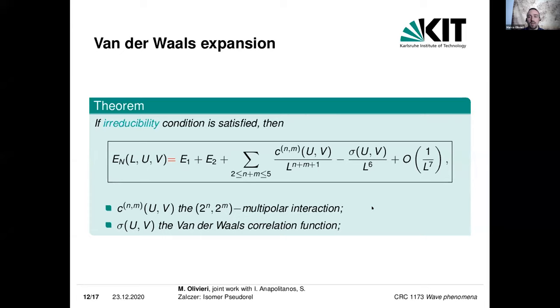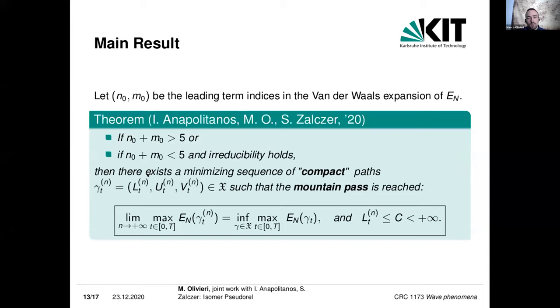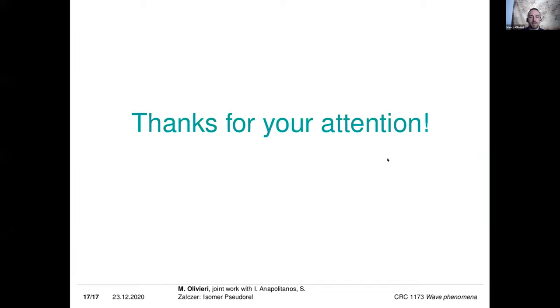But in these cases, we are able to prove that there exists a minimizing sequence of compact paths of reaction such that the mountain pass is reached, and such that the molecules are not thrown away to infinity. Well, this completes the result. Here is a sketch of the proof, but if you are curious, we can discuss otherwise. For now, I thank you for the attention.